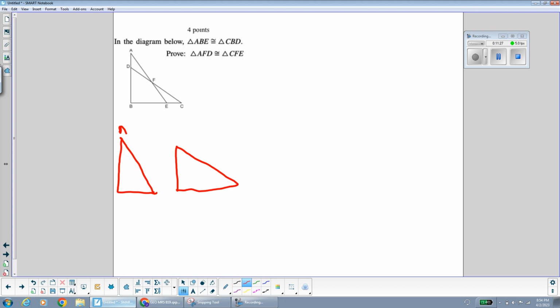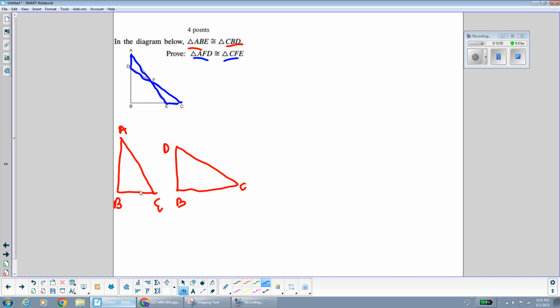So, this was A, B, E, one of those congruent triangles, and this one was C, B, D, the other congruent triangle. Our goal is to prove that the small triangle, AFD, is congruent to this other small triangle, CFE. So basically, since we know that the two red triangles, the two larger triangles, are congruent, we want to try to use CPCTC to get some more information about the smaller triangles.